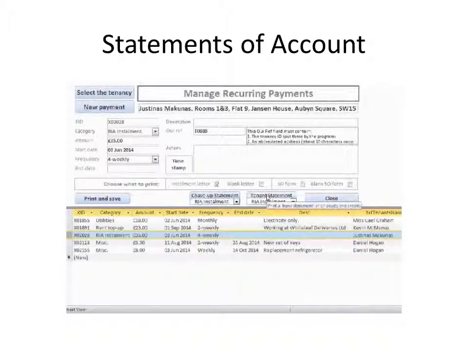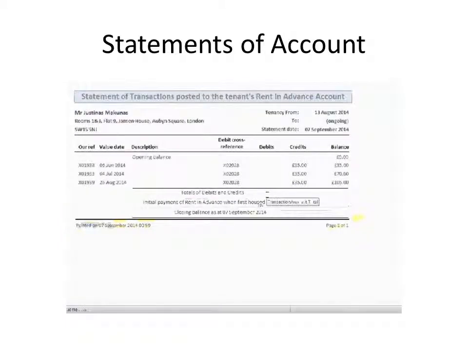So let me look at the tenant statement for that rent in advance account, and you can see that he's paid 3 lots of £35, which is 105. You can see also, and this is only found on the rent in advance account type, the amount of rent in advance he paid as a lump sum when he took the keys, £400. So he's got a total of £505 to his credit for rent in advance.